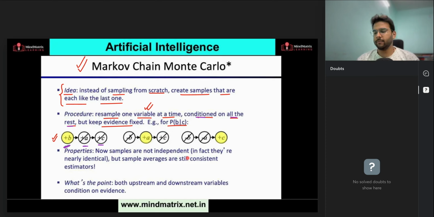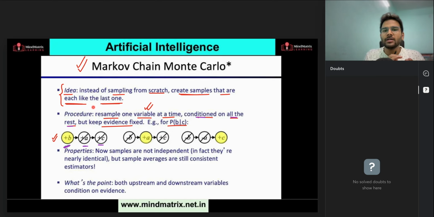Hi, Manjunath. Okay, so let me repeat once again for Manjunath as well, from this slide onwards. So far we have seen what is prior sampling, rejection sampling, and likelihood weighting in the previous lecture. Now we are talking about Gibbs sampling. Gibbs sampling is a specific case of Markov chain Monte Carlo. So what is the idea behind this? Instead of sampling from scratch, we create samples that are each like the last one. That means the sample we generate is going to be similar to the last sample we have.